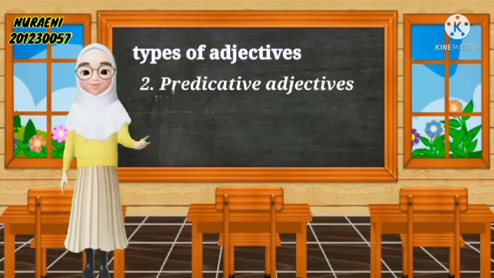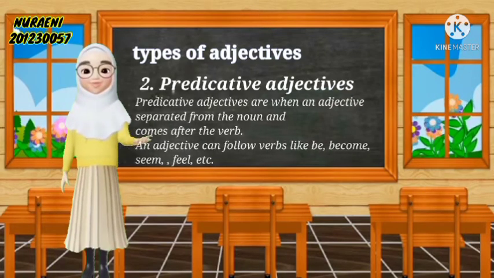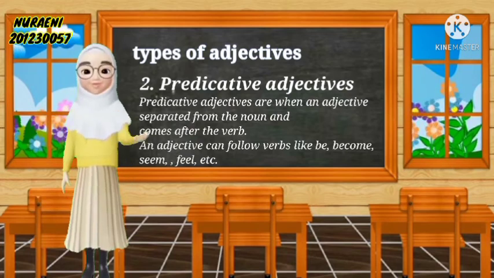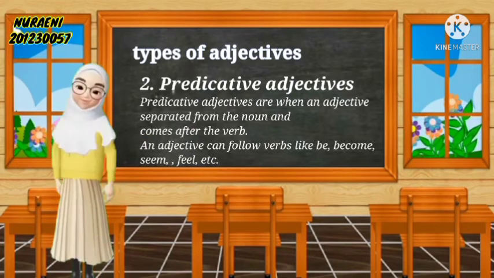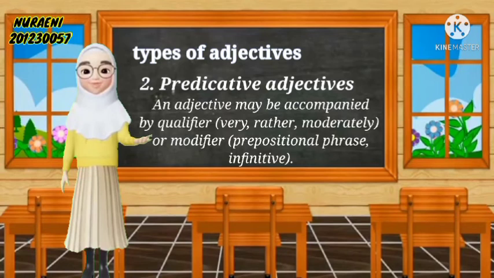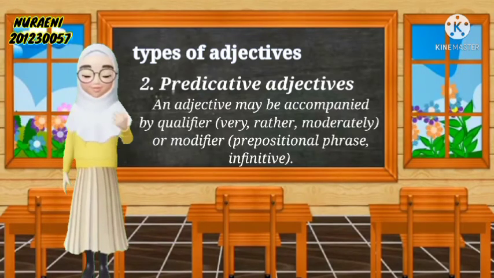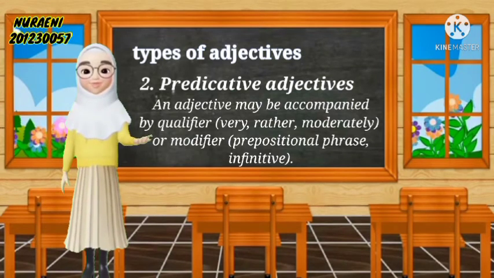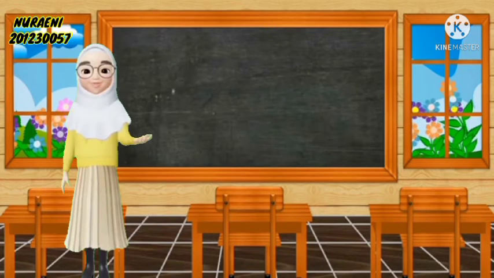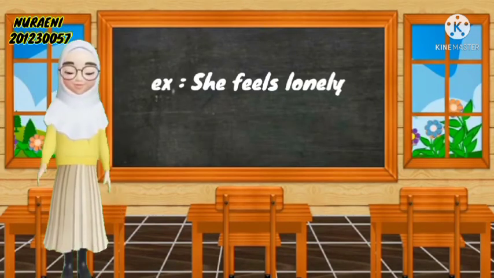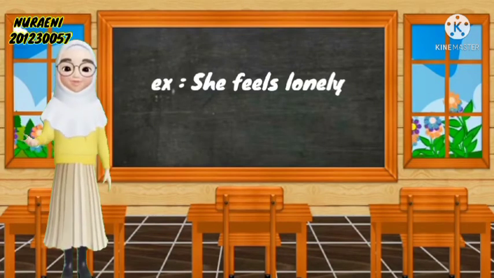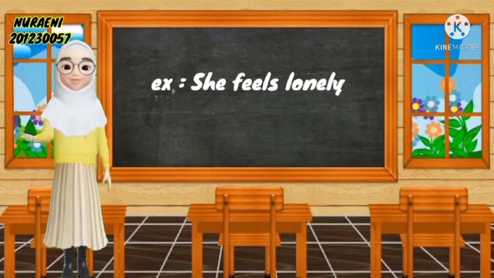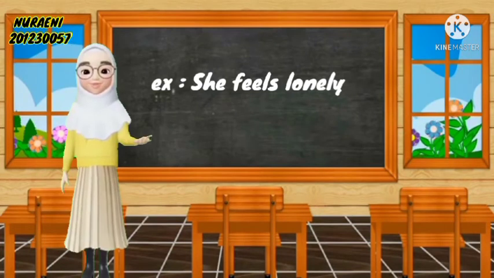And the second is predicative adjectives, which are when an adjective is separated from the noun and comes after the verb. An adjective may be accompanied by a qualifier like very, rather, moderately, and so on, or can be modified by a prepositional phrase or infinitive. For example, she feels lonely. She is a pronoun, lonely is an adjective, and feels is the verb that separates the noun and adjective.